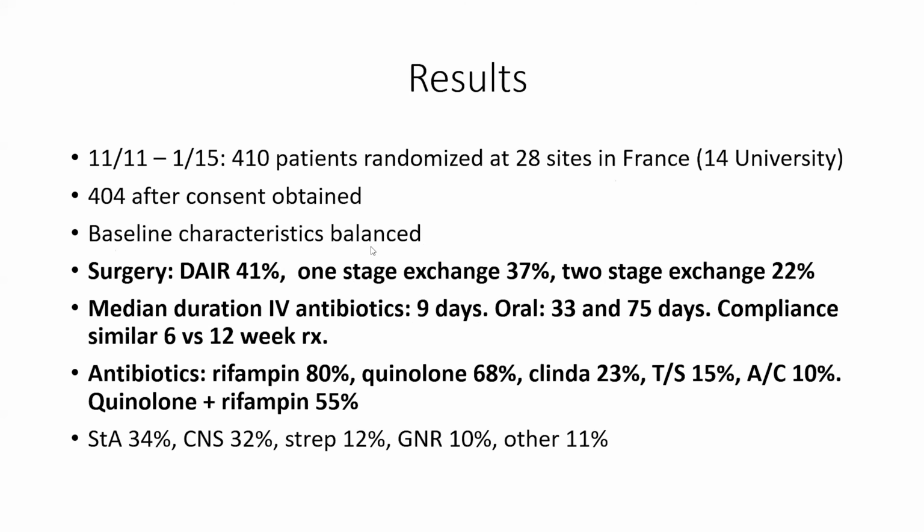The results were that 41% of their patients had DAIR, 37% 1-stage, which we don't do very often, and 22% 2-stage. Median duration of IV antibiotics was only 9 days. This was a French study. Then oral was 33 versus 75 days. Compliance was pretty good, 6 versus 12 weeks. Mostly they used rifampin and a quinolone in combination, so a little different than what we do here. Kind of standard bacteria we're seeing.